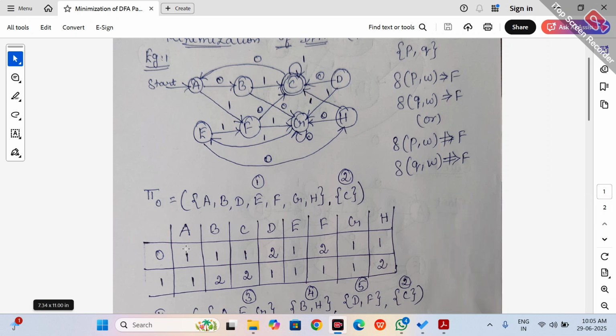Now we can draw the table. The rows contain the inputs, here 0 and 1, and the columns contain the states. There are 8 states, so we mention all 8 states here.